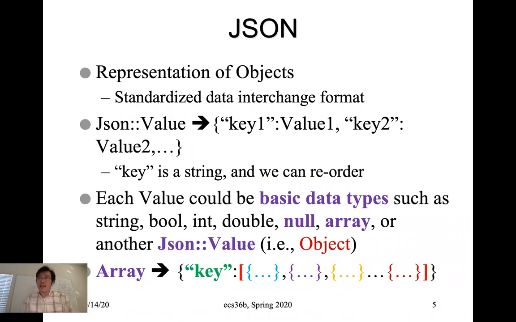JSON was introduced to fulfill this need of handling what we call unstructured data. It has this format called key-value pair. Essentially a JSON object is a set of key-value pairs connected together using commas. Say I'm going to represent a person, Felix Wu. The first key may be name, and the value will be Felix. Key two may be position, and you would say teacher for ecs36b, and so on and so on.